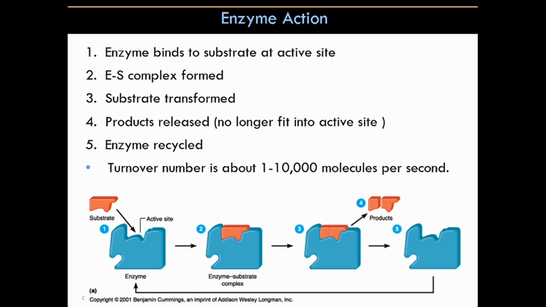Enzymes can do this. They do a variety of things. It's not just break a bond, see you later. Sometimes the substrate's molecules are rearranged by the enzyme, and then it gets released. And the enzyme then is recycled. The turnover number is about 1 to 10,000 molecules per second on average. However, there are some overachievers where their turnover rate is about 100,000 molecules per second. So that's mind-boggling how quickly they can actually work.